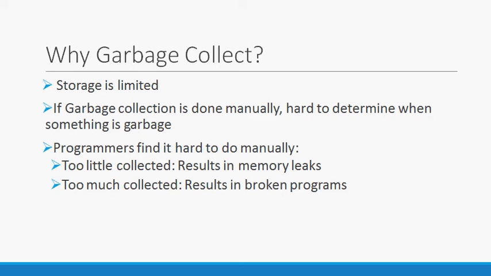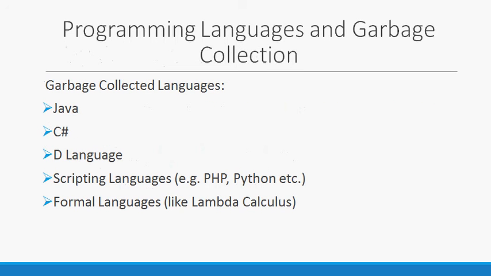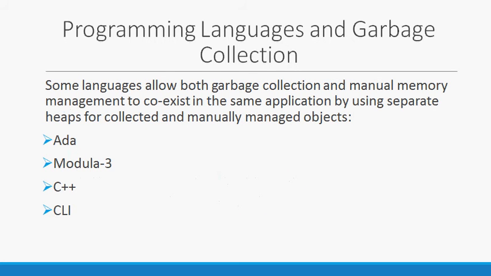The programmers may not reclaim memory at all, causing memory leaks, or may reclaim space earlier than necessary, resulting in broken programs. There are many languages which use garbage collection, like Java, C Sharp, D language, scripting languages, and some formal languages. And there are some languages which allow both garbage collection and manual memory management.